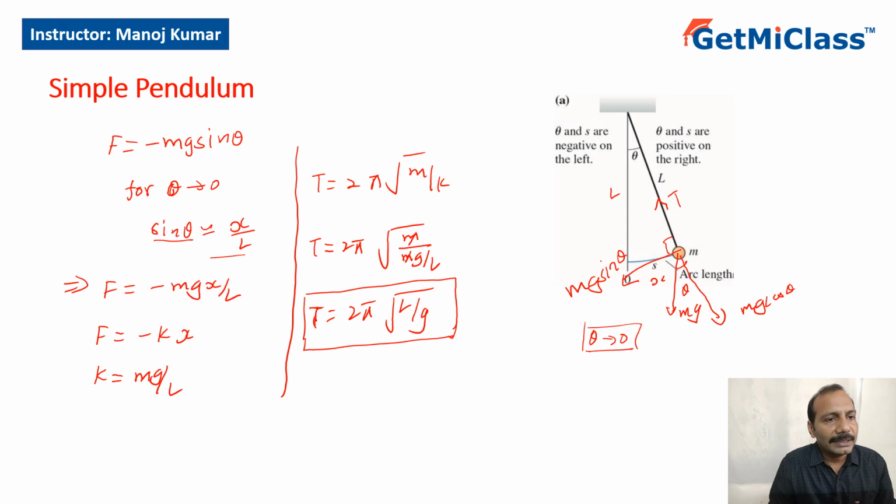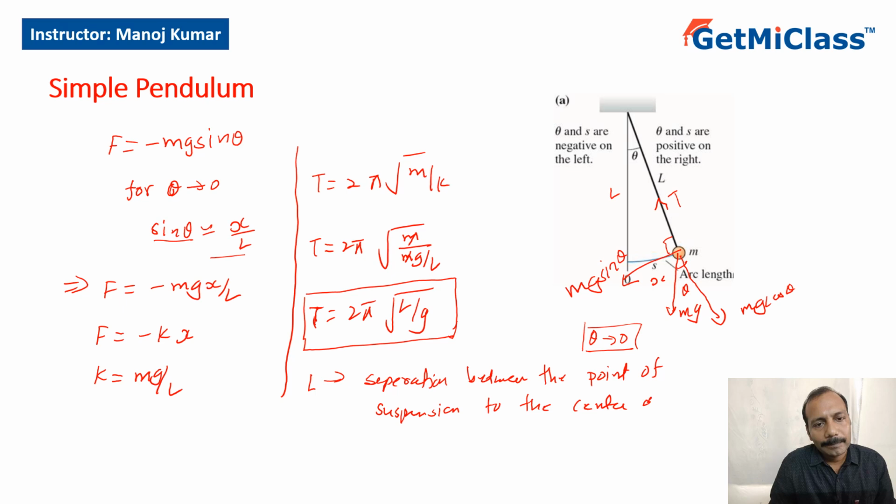Now let's look at the parameters on which the time period of simple harmonic motion depends. It depends on the length. Now what is the length? Length is the distance or separation between the point of suspension, where it is hanged, to the center of mass of the bob. So this is what is length, exactly the center of mass of the bob. If I'm taking a solid bob, the center of mass would be exactly the center. This would be the effective length.